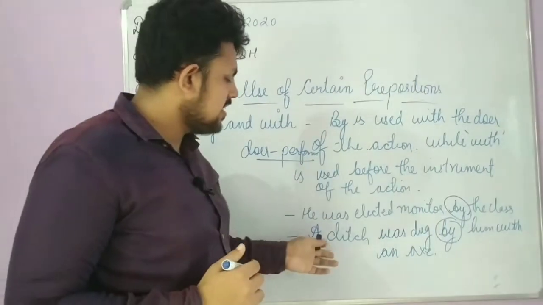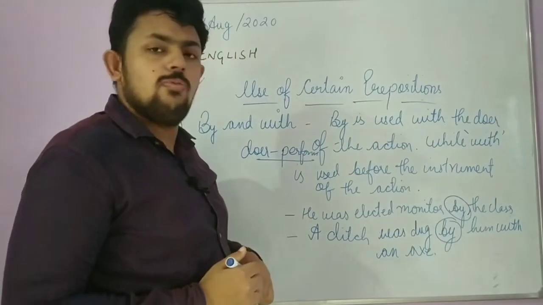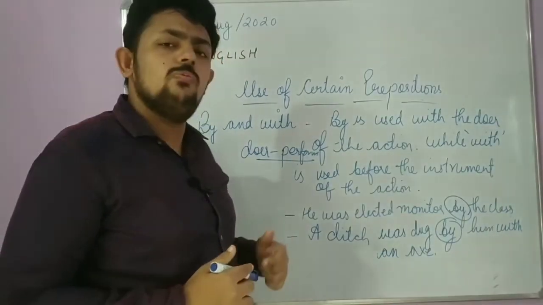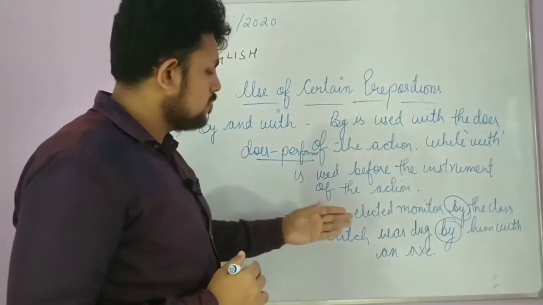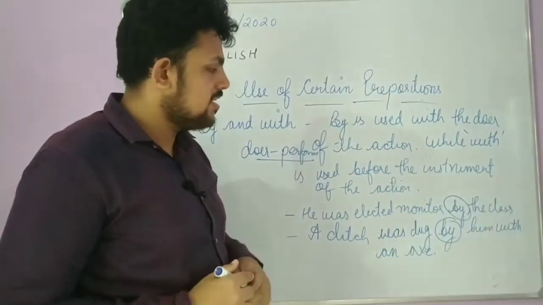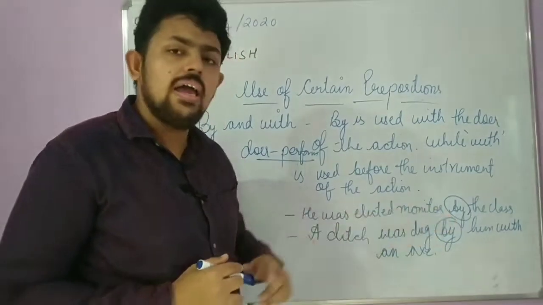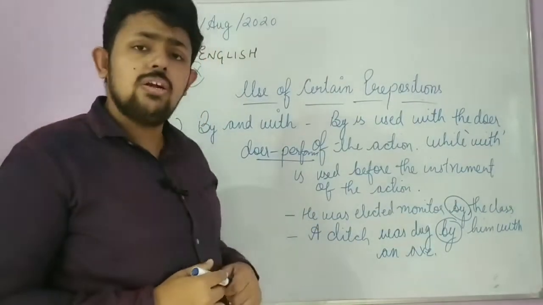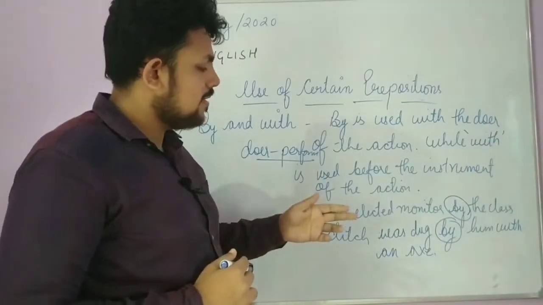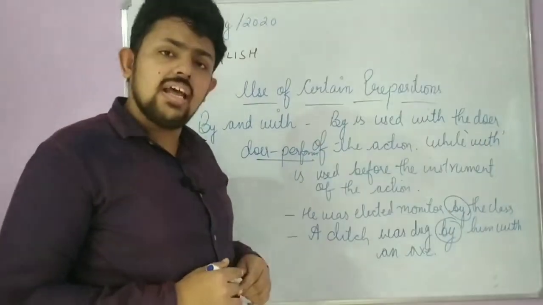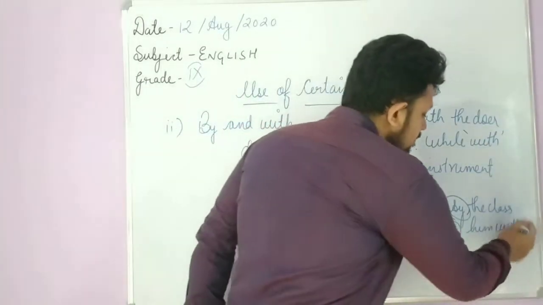Now see the second example. A ditch was dug by him with an axe. A ditch was dug by him. Here see, he is performing the action, so we will use by, and the instrument of action is the axe, with an axe. So we will put with.